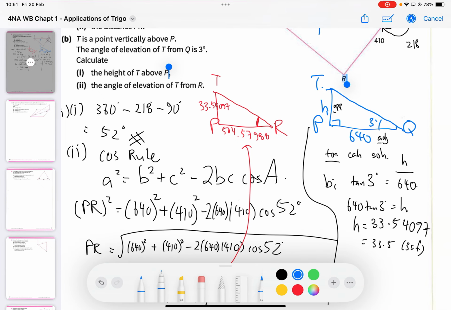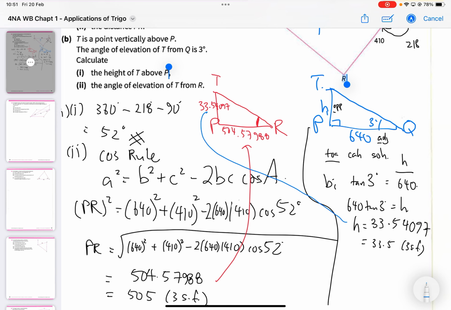Then here I found this H. So I want to find the angle of elevation of T from R. I want to find this angle. So I know these two sides. Then again, right angle triangle. I want to find angle. I must be thinking tan. So I know these two sides. This one is opposite. This one is adjacent. So again, I'll be using tangent.